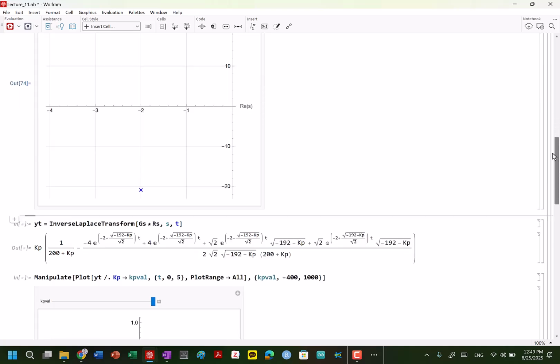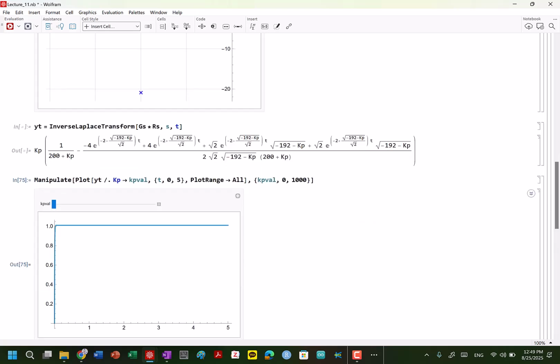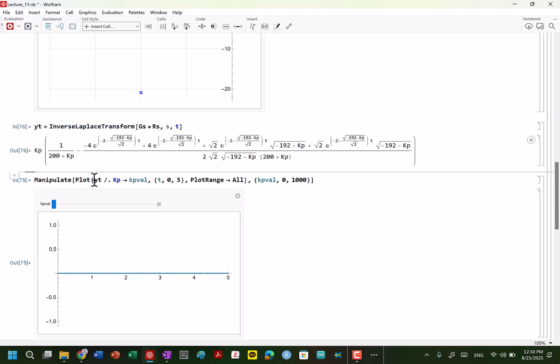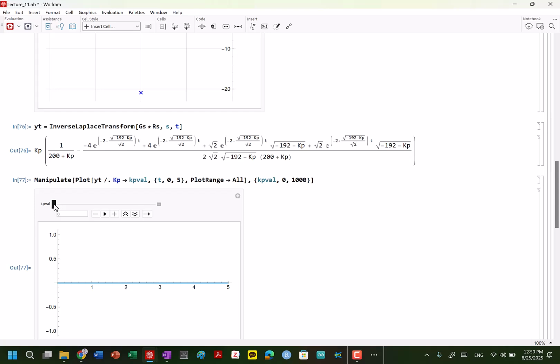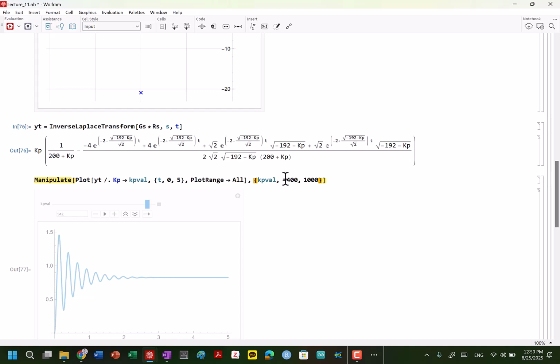We can also look at how we can actually set that system up. So, for example, I can do this. This is my y of t. Here's our KP. And we can see as we increase, I'm getting more and more oscillations. Now, you saw I initially had that value from like minus 400.